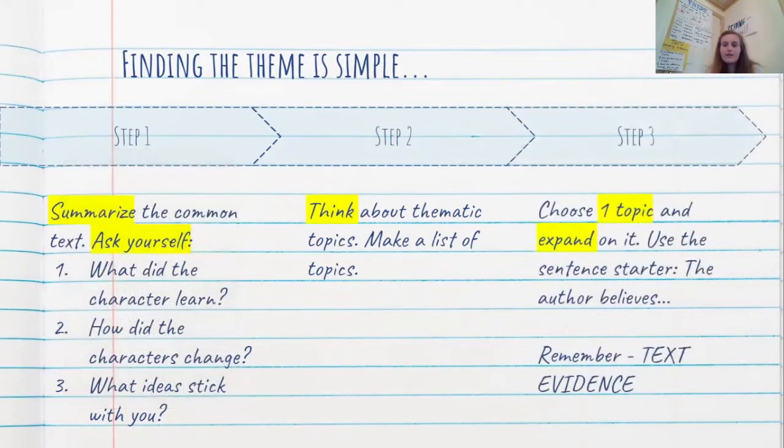All right, and your third step is you're going to choose one of those topics and you're going to expand on it. So you can use the sentence starter, the author believes something. So maybe the author believes that equality is important, or the author believes that teamwork solves problems. And you're going to explain why the author believes that using text evidence. So those are our 3 steps to finding theme.